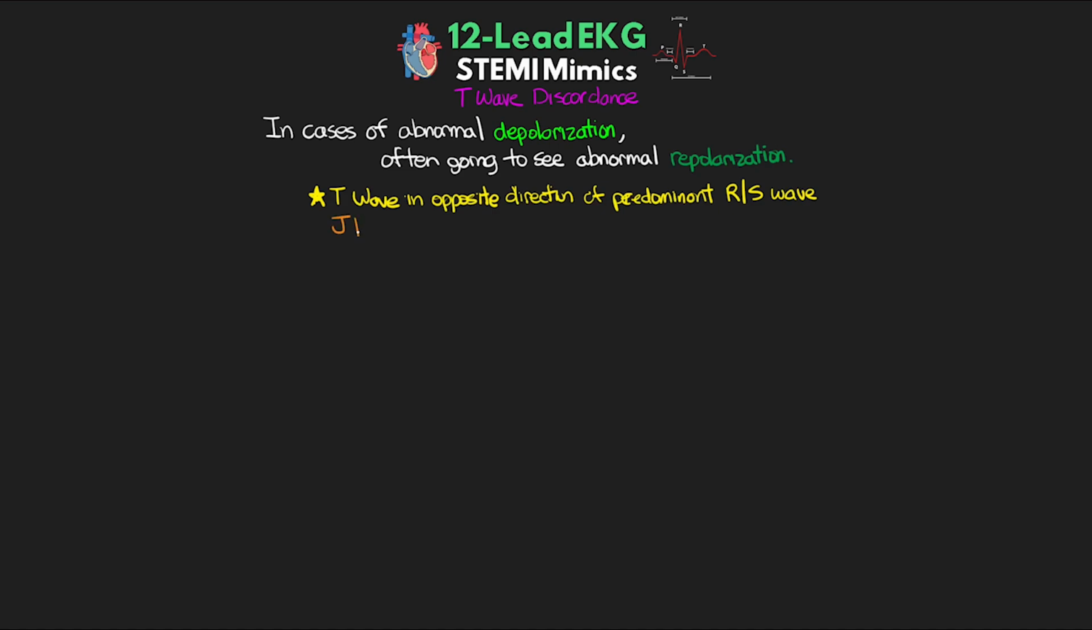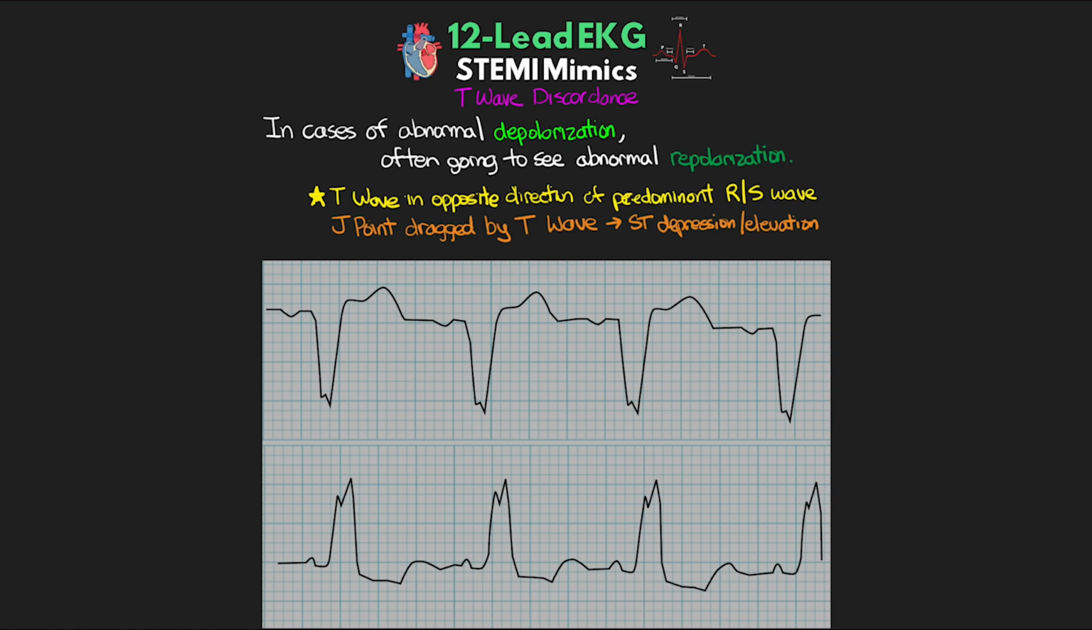Along with that, the J point is often going to get dragged in the direction of this T wave, giving us the impression of either ST depression or ST elevation. So as you can see here, we have an example of a bundle branch block. But in the first example, the S wave is actually our predominant negative deflection, and thus due to the rule of appropriate T wave discordance, we see the T wave going the opposite direction, which is positive, which then drags this J point up and produces a ST segment elevation.